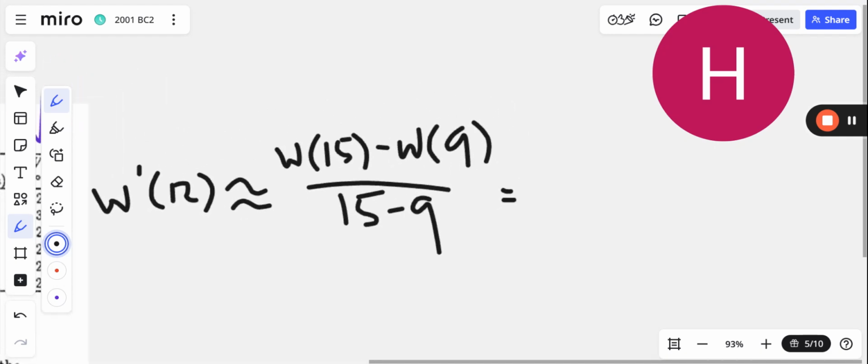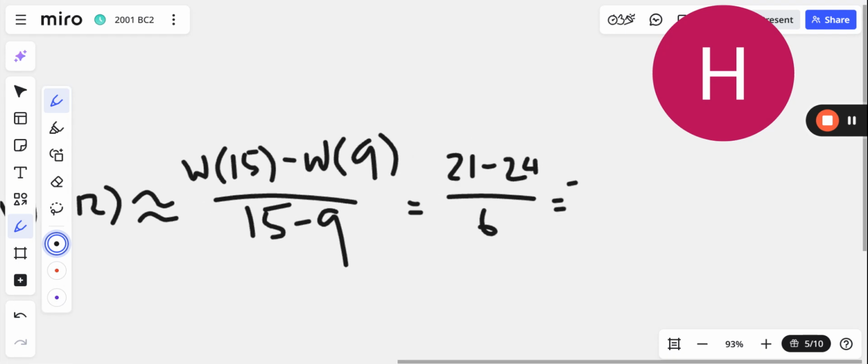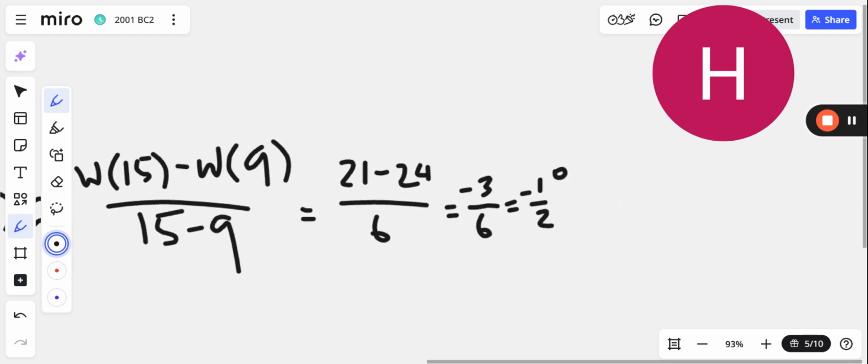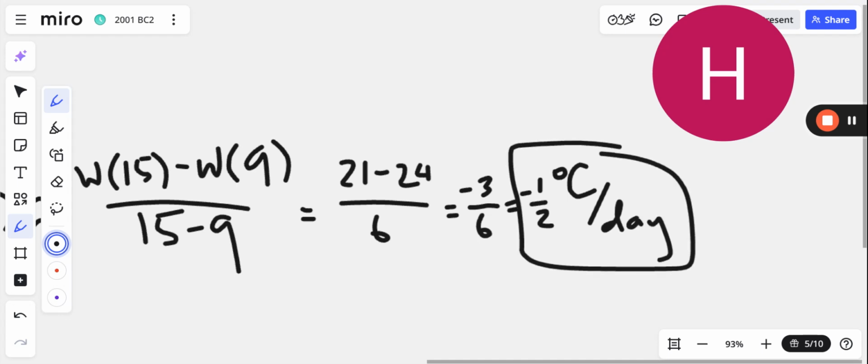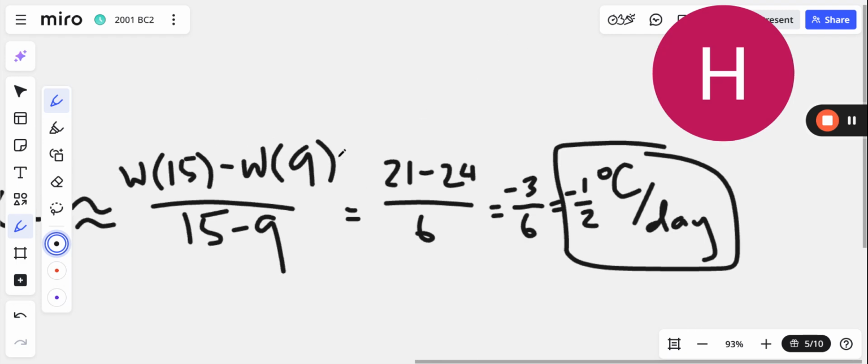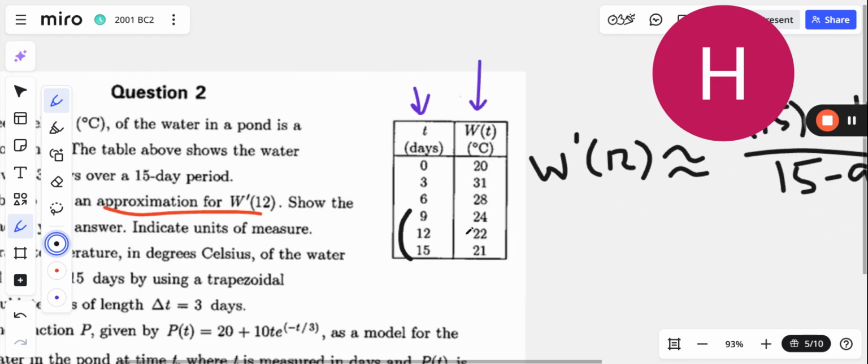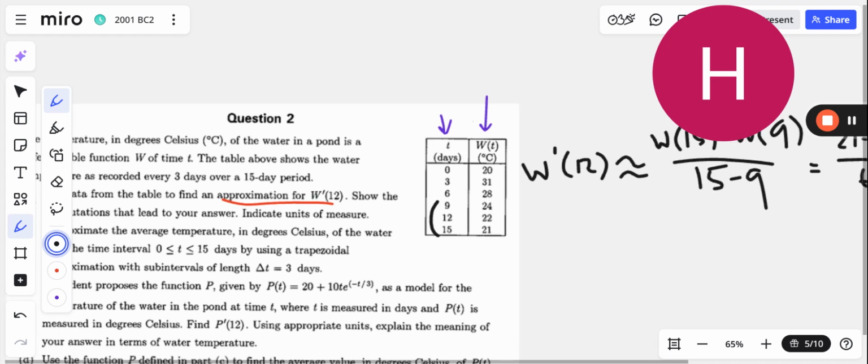So this is going to give us 21 minus 24 over 6. Negative 3 over 6. That's negative 1/2. And you should use the correct units here. This is going to be in degrees Celsius per day, because it's a change in temperature, degrees, per days. So it just means that on average we can say that at 12 days in, the water temperature is slowly decreasing by 0.5 degree a day.